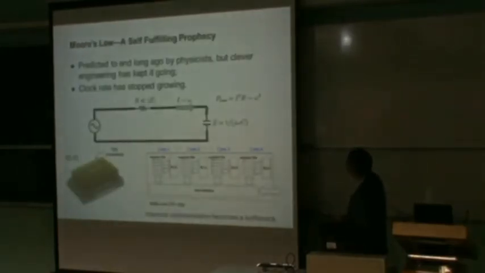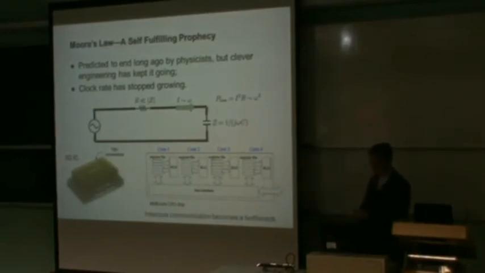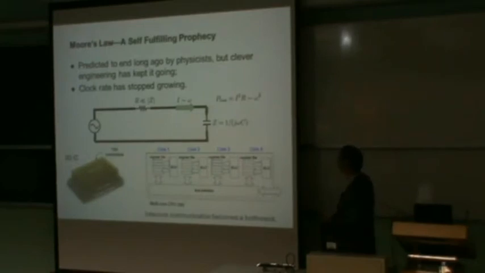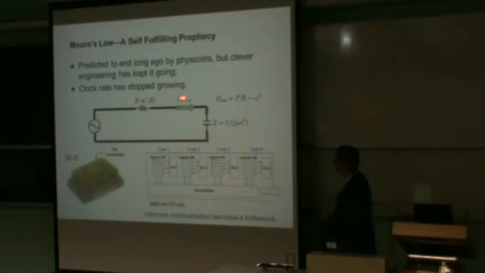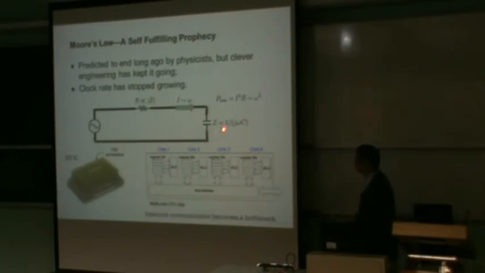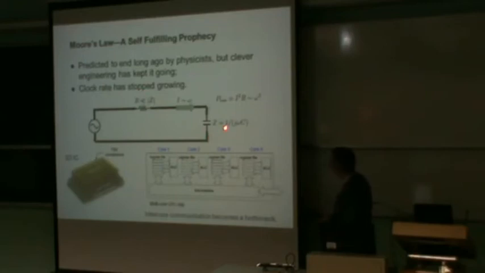So Moore's law is a self-fulfilling prophecy to a lot of engineers. It has been predicted to end many years ago. I think even in the 1980s, when I joined the University of Illinois, people were spelling the end of Moore's law. But it's clever engineering that has kept it going for many, many years. And you notice that clock rate has stopped growing since 2005 or 2007. Nothing goes faster than 3 gigahertz. The reason is very simple. You can use a very simple model: you think of a CMOS or a MOSFET as just a capacitor, because it takes in charges.